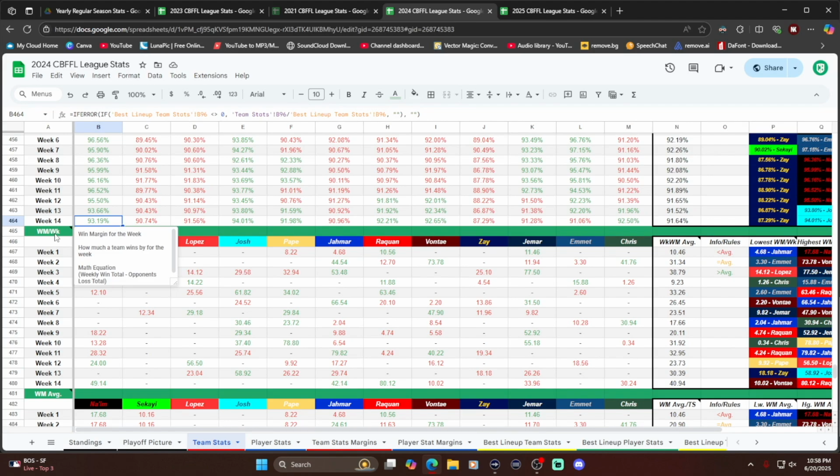Next, we have win margin for the week. How much a team wins by for the week. Math equation, weekly win total minus opponent's weekly loss total. So as you can see right here, Raekwon won by 10.56 points that week, and that was above the weekly win margin average of 10.46. So teams were winning by an average of 10.46 points in week 1.